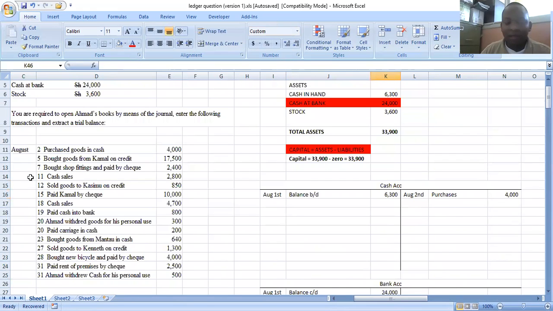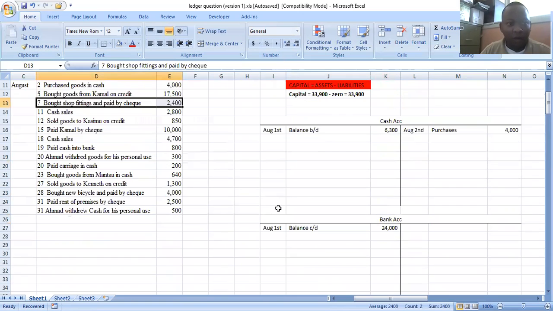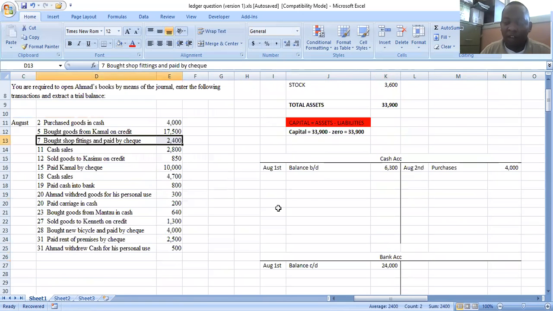We move on to the third transaction, that is August 7th. In this case, bought shop fittings by check, 2,400. The two accounts here are shop fittings and the bank account. And the two accounts are both assets. So shop fittings are increasing, bank account is reducing. Therefore, debit shop fittings and credit bank account.